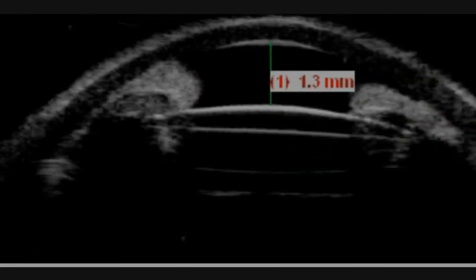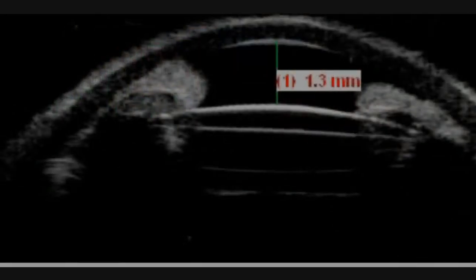Here you can see the anterior bowing of the iris. Yes, all the structures are located anteriorly. See how the iris is bowing. So the CB is also anteriorly dislocated.